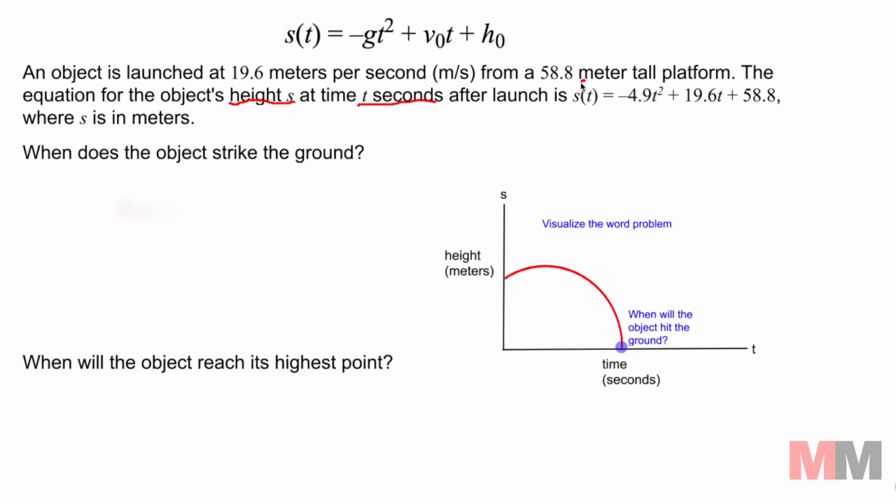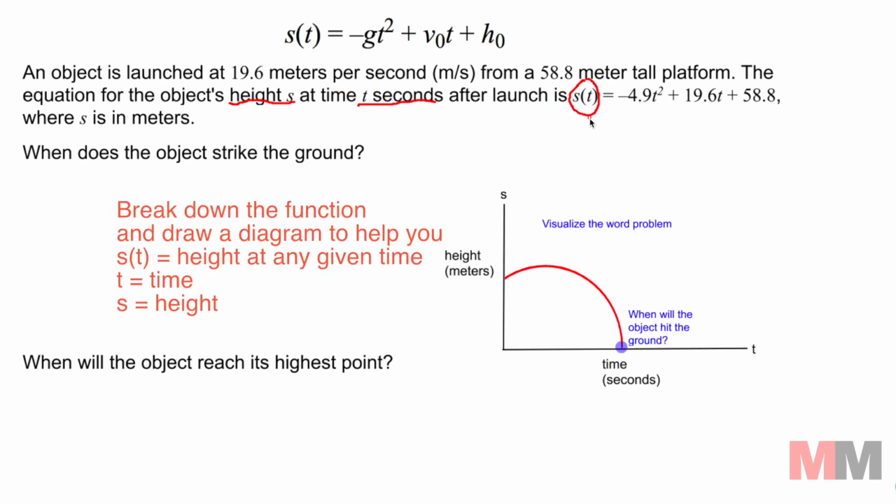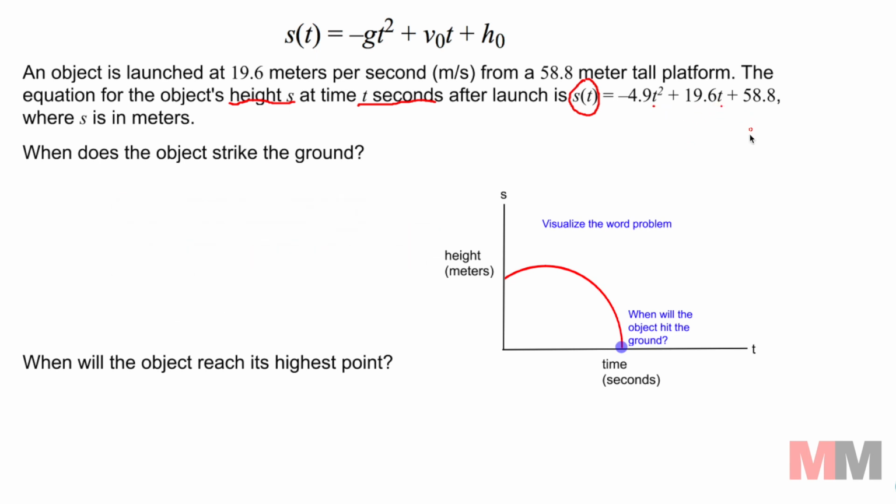I know that this is the height of the object at any given time, so that's what that represents, and t represents time in seconds. Just remember that. First question says, when will the object strike the ground?